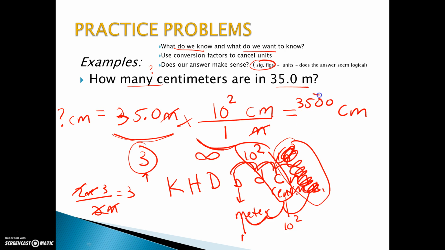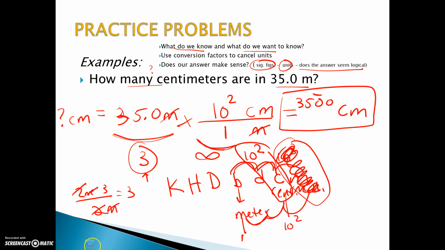Right now it only has 2, but if I put a line over it, now I have 3 sig figs. 3, 5, 0 with a line over the 0 to show the third sig fig. I've got units, my centimeters. Does my answer make sense? Yeah, there's a lot of centimeters in a meter. This answer is finally correct.